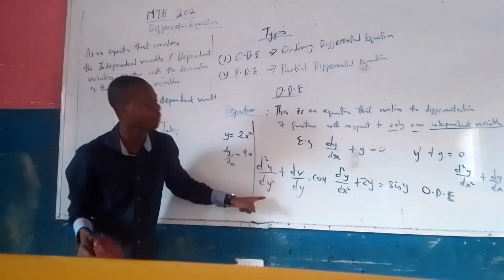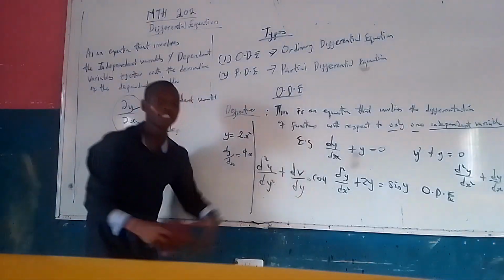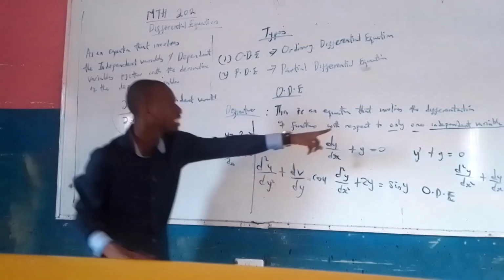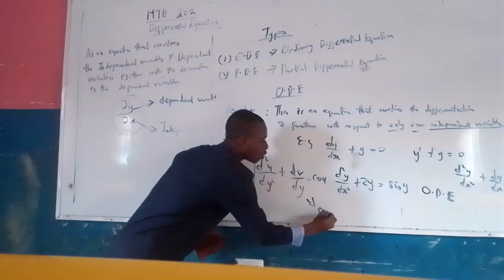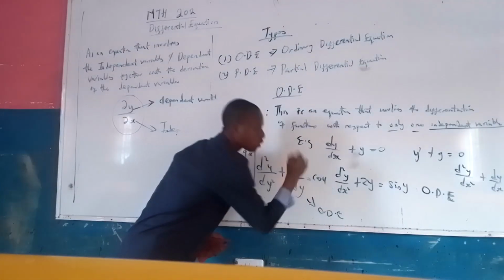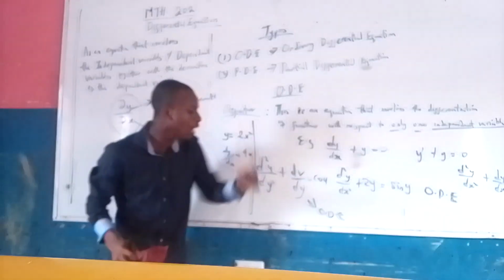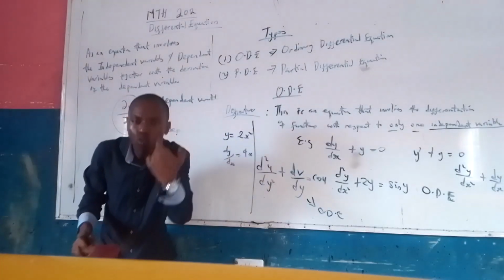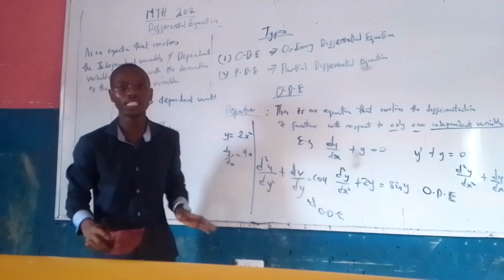So now I'm still having my denominator as a single variable. It is with respect to one independent variable, then it is an ODE. Take note: no matter how lengthy my equation is, so far I'm still having it with respect to a single independent variable, then it is an ODE. That is the definition for ODE.